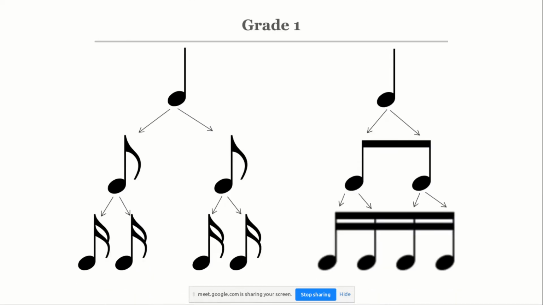Now look at this diagram. We have a crochet which is equal to 2 quavers. This is the tree that will make it visual. And each of these quavers is equal to 2 semiquavers. So you can see how 4 semiquavers make 1 crochet. And this is how they are beamed. The 2 quavers are beamed because they make 1 beat. And the 4 semiquavers are beamed with 2 flags or 2 beams to show 1 beat, which is a crochet beat.